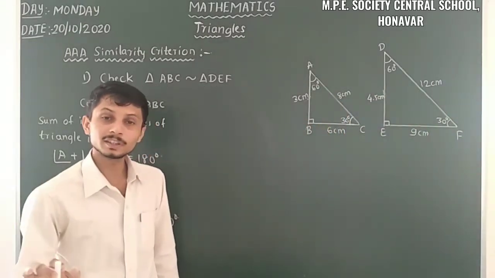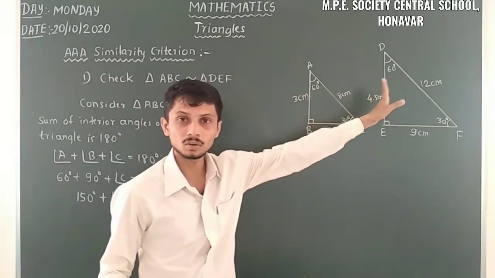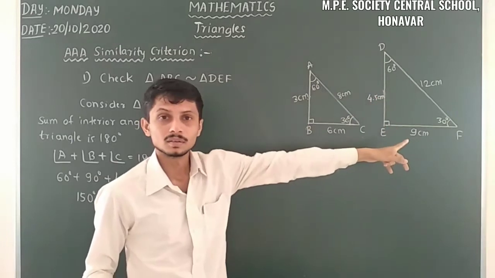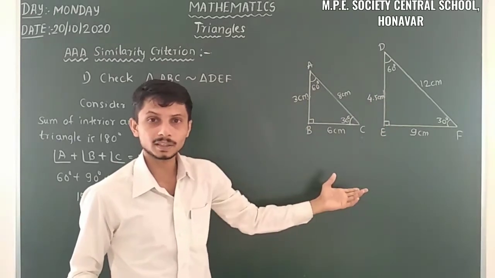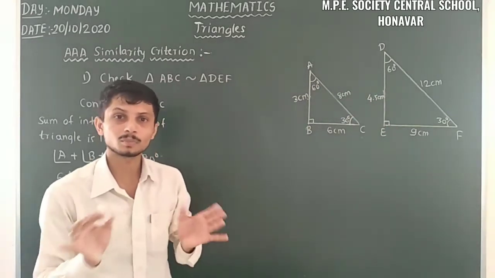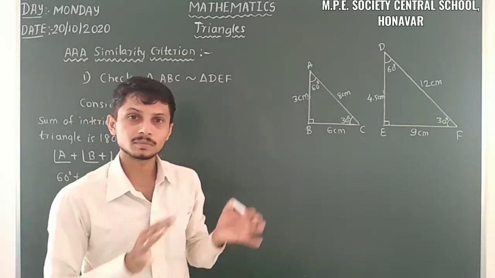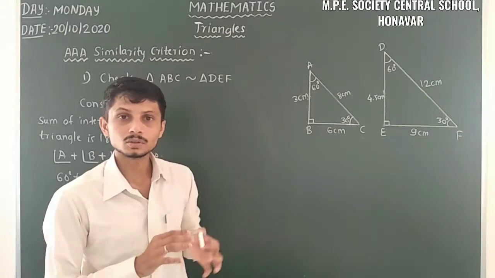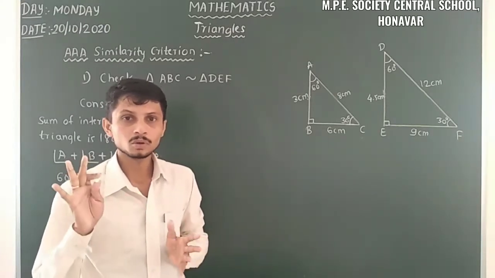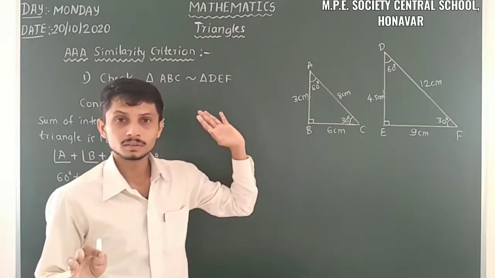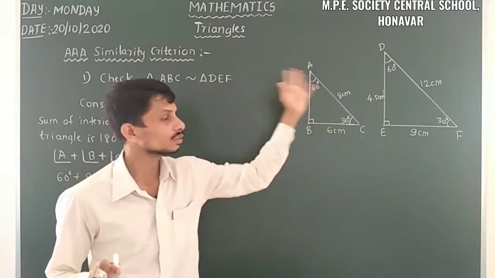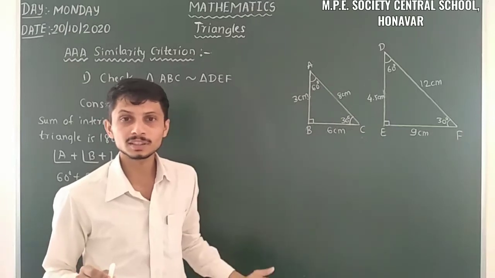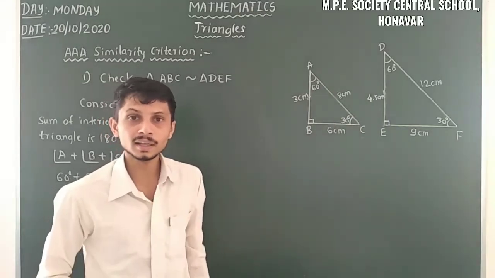If a side is unknown, you can also calculate the third side using the Pythagoras theorem. Already we know the formula of the Pythagoras theorem, so in that case you have to find that one. But here there is no issue with the third side, since the measurements of all the sides are given. So firstly we have to check the AAA criterion.